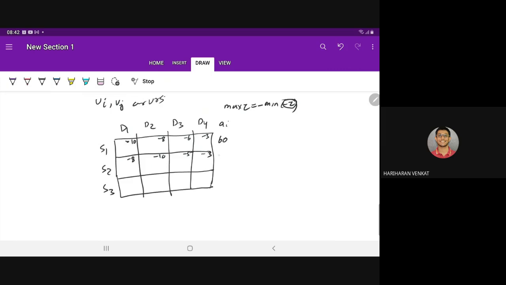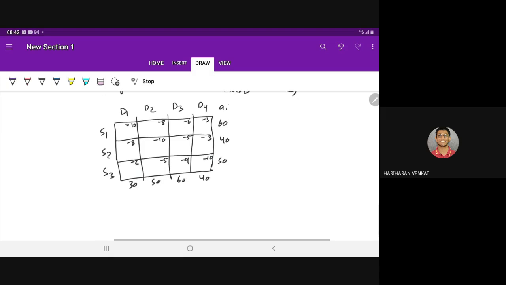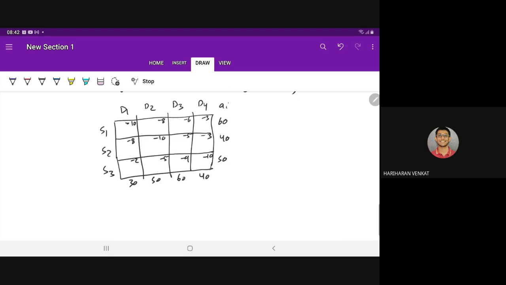AI and A2 is 40. Yes, 2, 5, 9, 10, and A3 is 50. BJ's are 30, 50, 60, 40. So first check whether the problem is balanced or not.